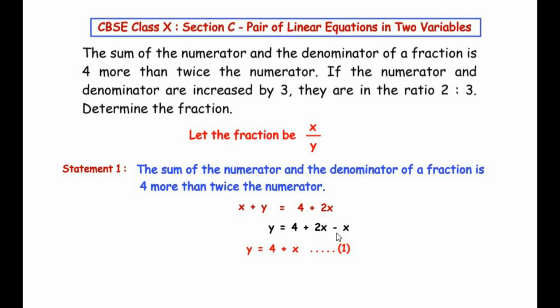Now 2x minus x, they both are like terms. So they will subtract each other, giving us positive 1x. So from statement 1, we got the first equation, that is y is equal to 4 plus x.